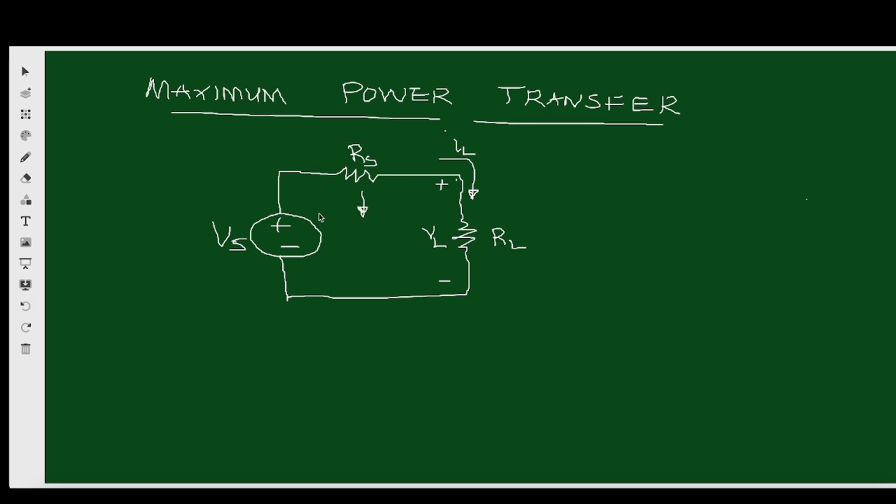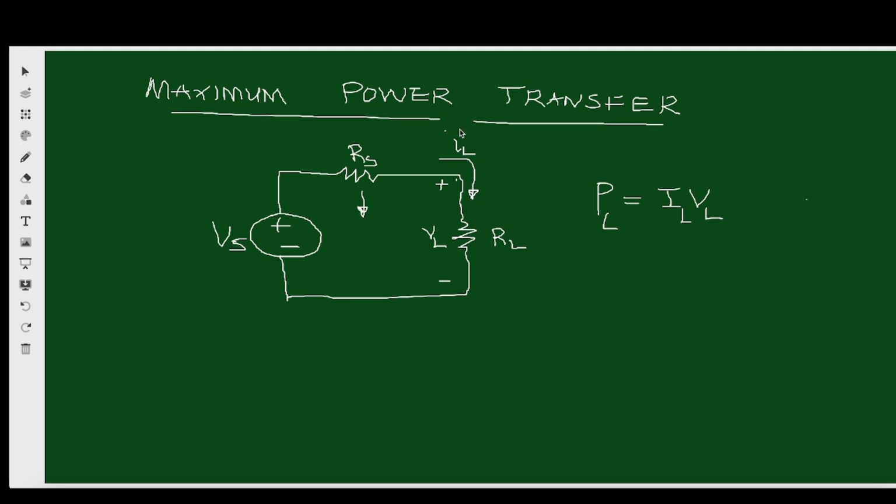So what is power? Power is current times voltage. I want to get the maximum power transferred to the load. So the power transferred to the load is equal to the current flowing through the load multiplied by the potential difference at the terminals of the resistor, that is the voltage drop on the load.